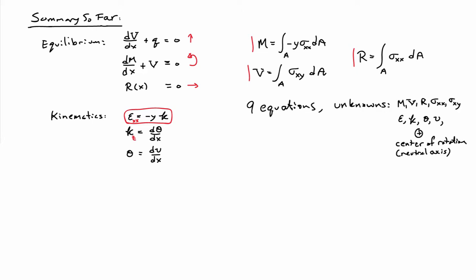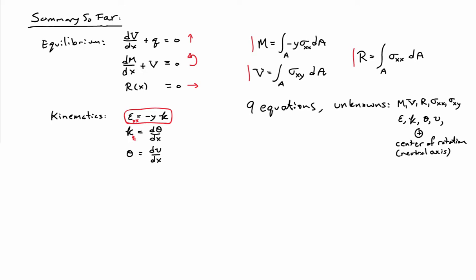If we count them, there are 9 equations in total. The unknowns are the three resultants, M, V, and R. There are 2 stresses, the bending stress and the shear stress. There is the bending strain, the curvature, the rotation, and the deflection. Plus also, there's the location of the center of rotation or the neutral axis.